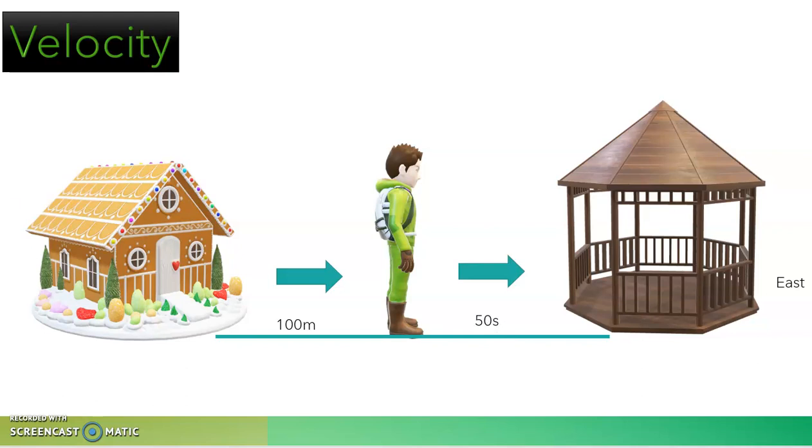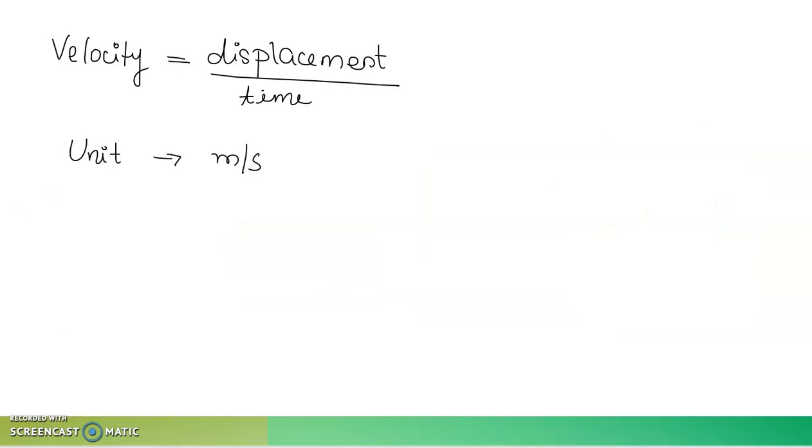Now let's consider how we calculate the velocity. So the velocity of an object is defined as displacement divided by time. Remember, displacement is the shortest distance between the initial and final positions. And the unit of this velocity is going to be meter per second. The unit of speed is also meter per second. There it is distance traveled by time. In case of velocity, it is displacement by time.